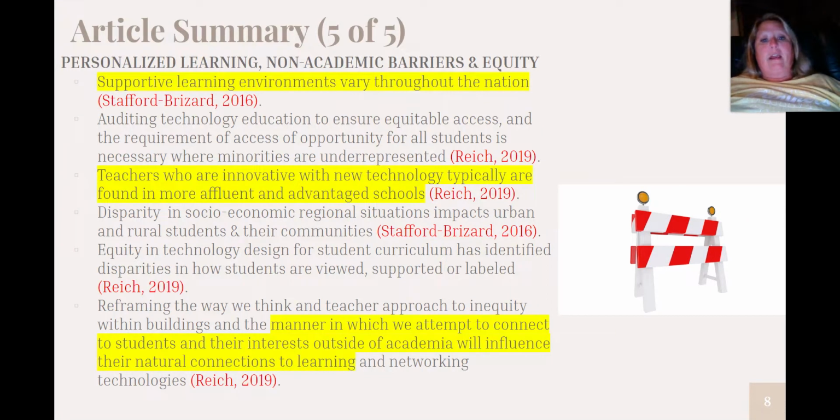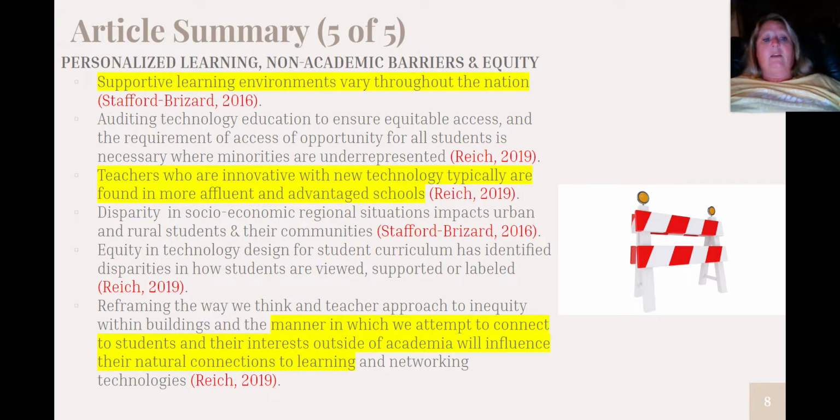Personalized learning, non academic barriers, and equity. A little bit more about that. Supportive learning environments vary throughout the nation. I don't think that's any surprise. Auditing technology education is important because it's going to help ensure equitable access, and the requirement of access of opportunity for all students is necessary.